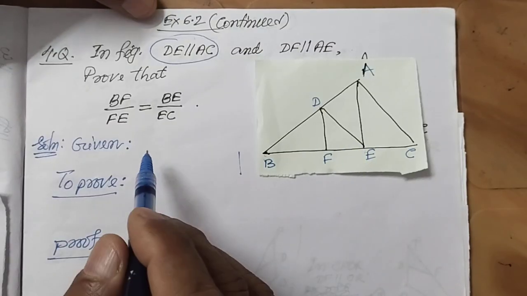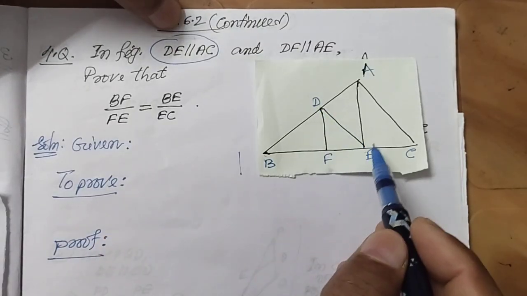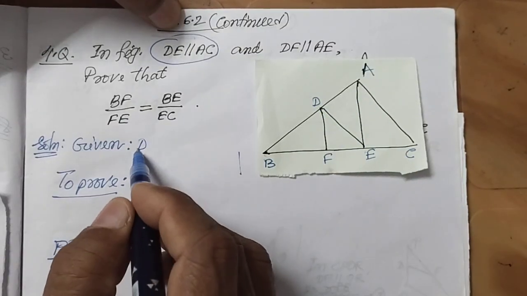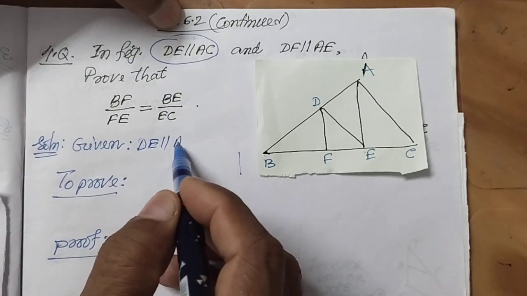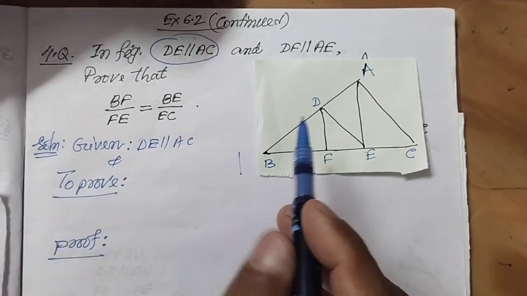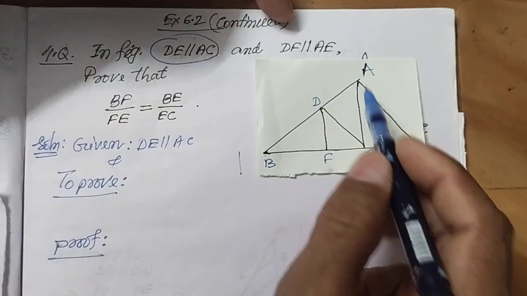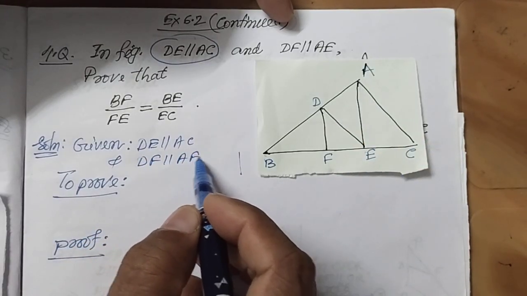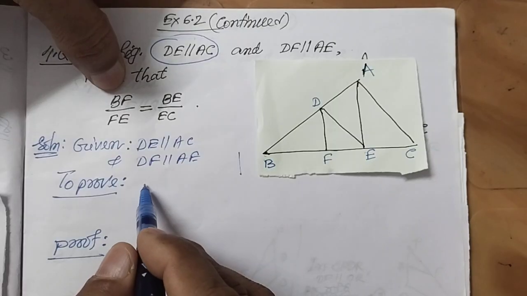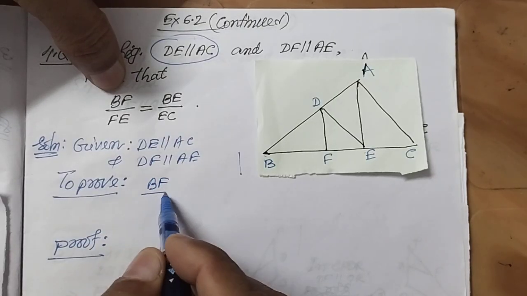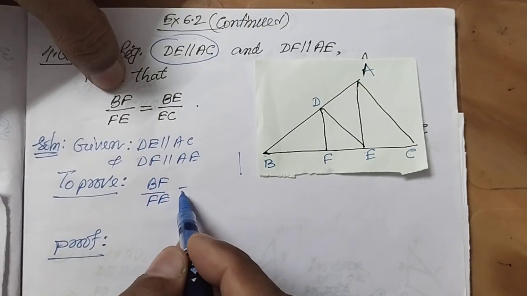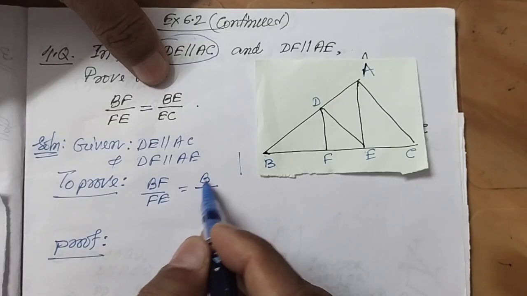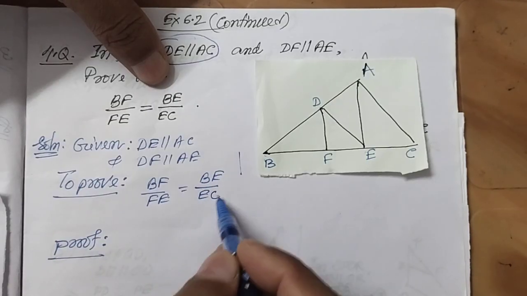So at first you will write given. What is given? DE parallel AC, and another condition given, DF parallel AE. And you are asked to prove this. To prove BF by FE is equal to BE by EC.